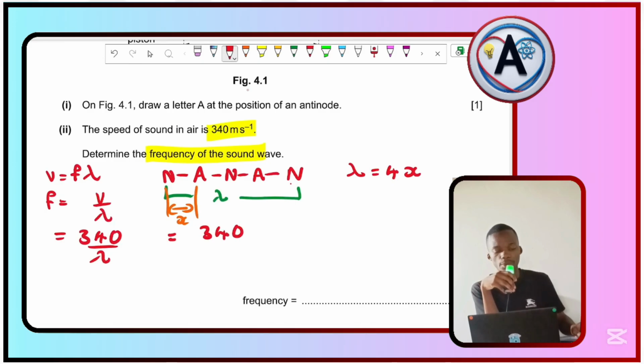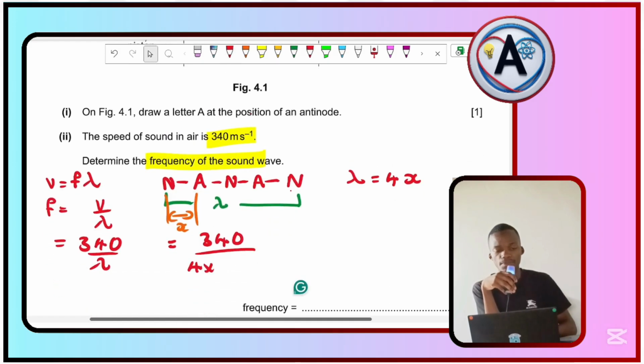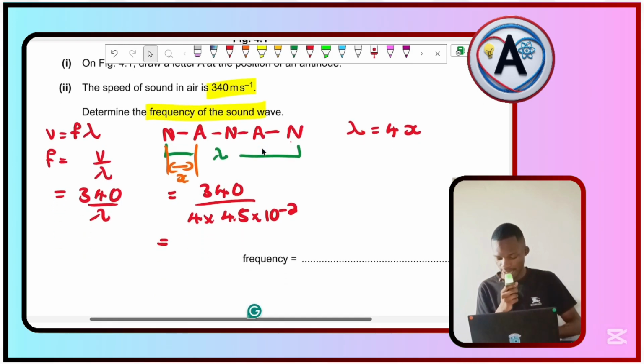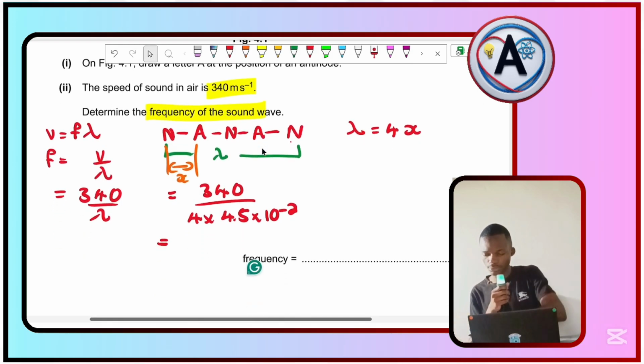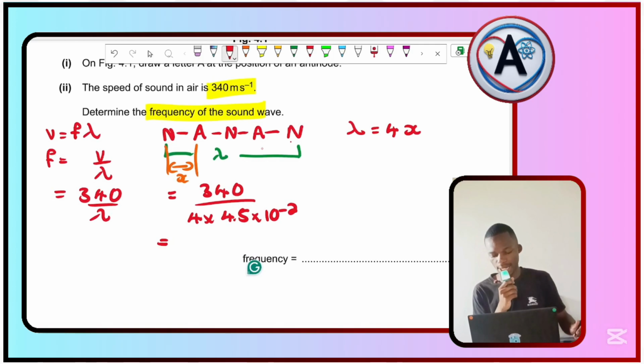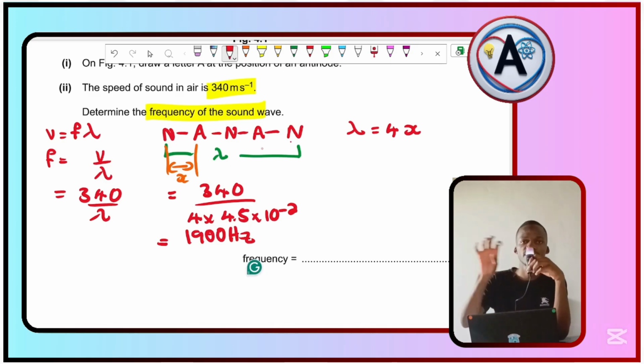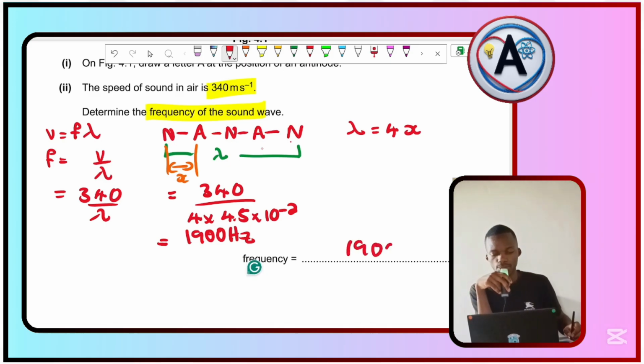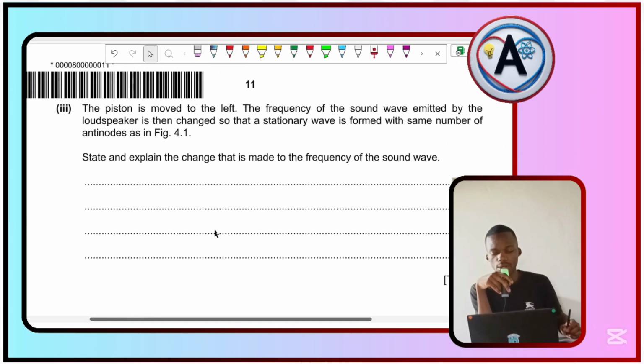So here, I'm going to have 340 divided by 4 times 4.5 times 10 to the power of negative 2. You do the math, and you should arrive at 1900 to 2SF. Again, 1900, that's 2SF. The zeros after that are not significant. So I'm going to have 1900 hertz.